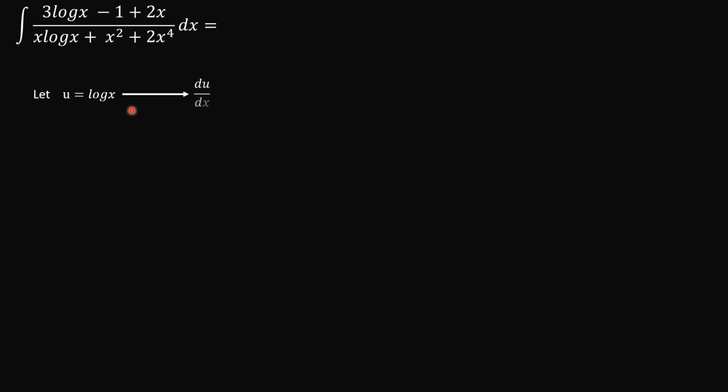Now, looking at this problem, I think the first painful thing that I would want to get rid of is the natural logarithm x. So what I would do here is substitute u for log x. So we say let u equal log x, and what that means is that du/dx is 1 over x. If I multiply x to both sides, it means that x du is equal to dx.